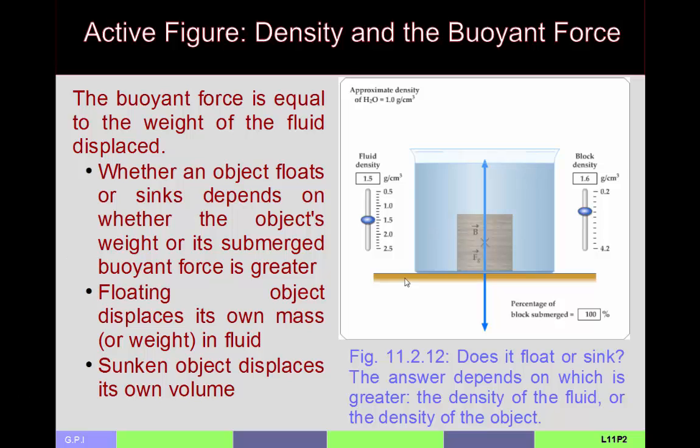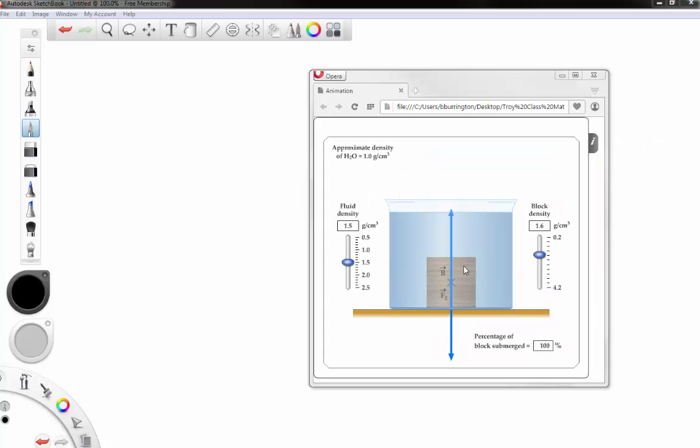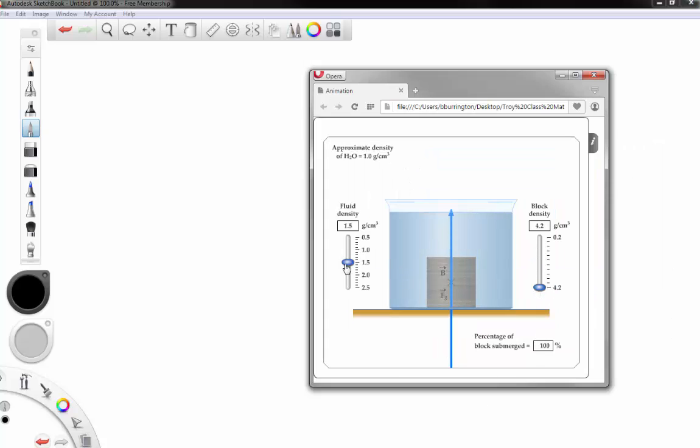But let's look at an active figure in which we can change both the density of the fluid and the density of the object and see what percentage gets submerged. So we'll go ahead and start with both numbers totally maximized. Maximum density fluid, maximum density block for this active figure. And so of course the block is sunk. It's at the bottom of the container. 100% of it is submerged.